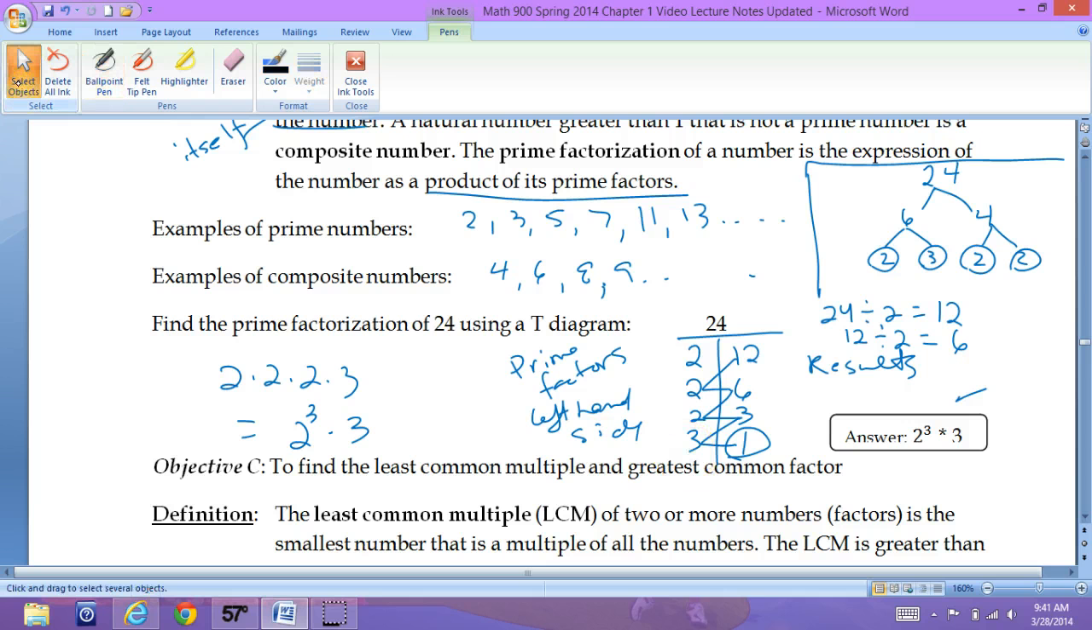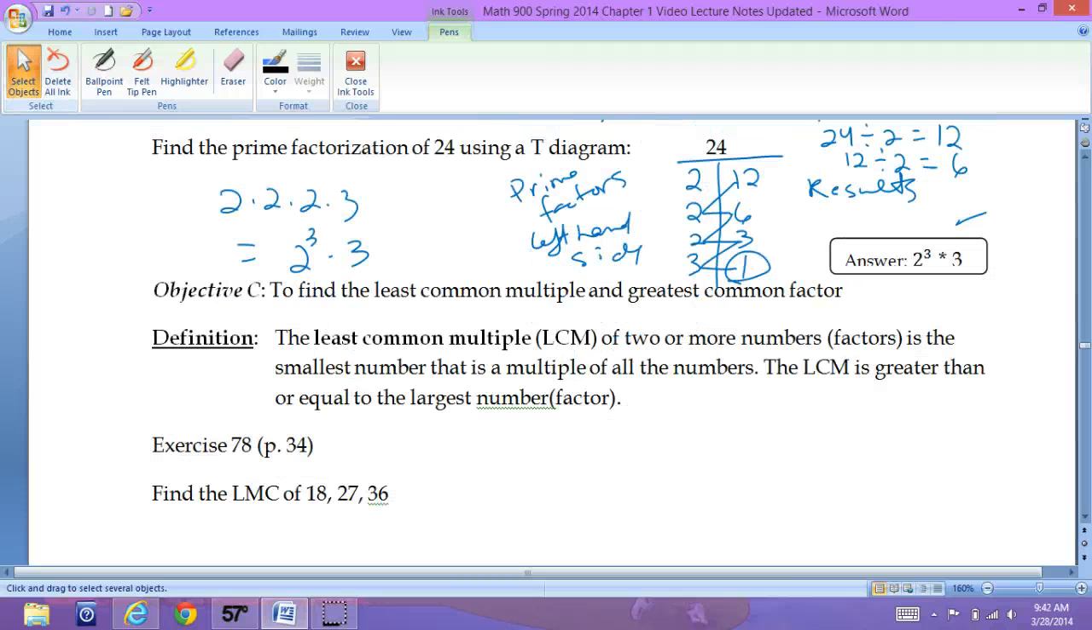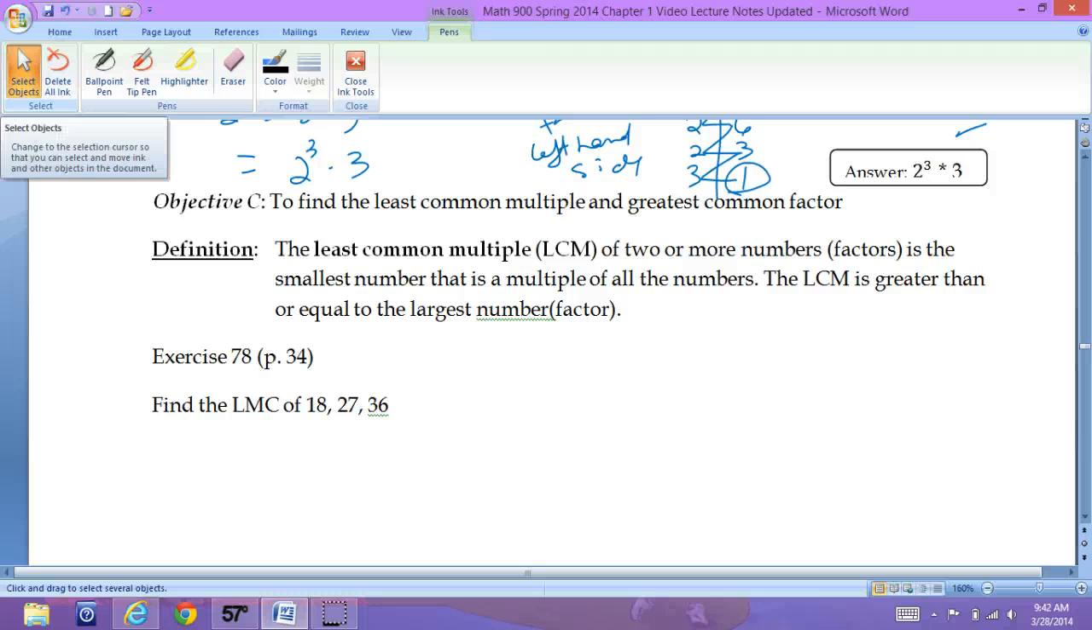So we're going to look at objective C, which is to find the least common multiple and greatest common factor. Students will tend to confuse these, so please practice, make flashcards, do whatever you got to do to remember the difference between the LCM and the GCF. So we're going to start with the least common multiple, LCM, of 2 or more numbers. It is the smallest number that is a multiple of all the numbers that we're looking at in the problem.